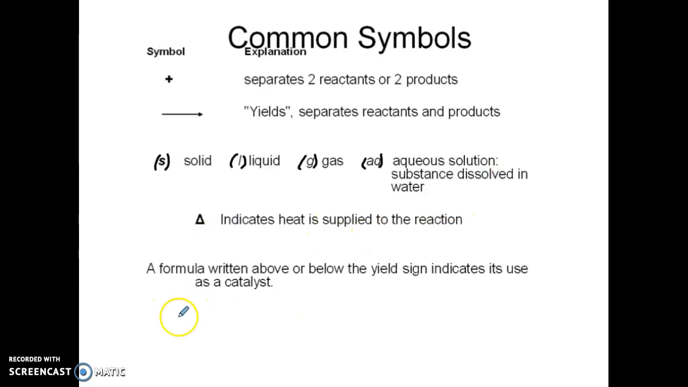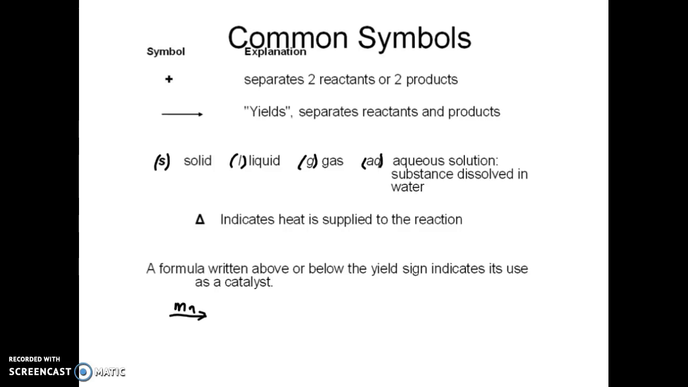And the last thing you may see is a compound either above or below an arrow. So if you see something like manganese above the arrow, that would indicate that it is a catalyst. And a catalyst is something that is used to speed up a reaction.